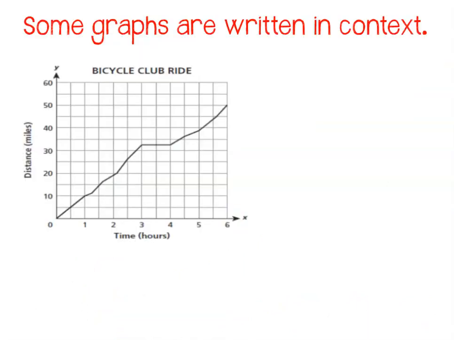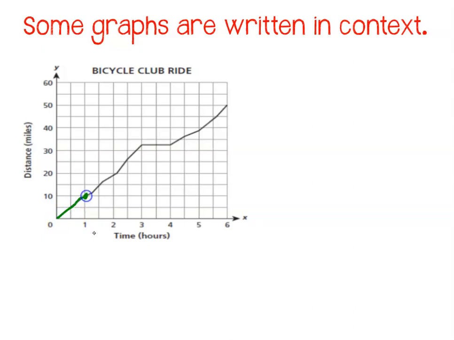Another type of graph you might be shown is one that's written in context. That means there's a story behind what you're looking at, like this one here. A bicycle club is riding. They ride for a certain amount of hours, 1, 2, 3, 4, 5, 6, and they travel a certain amount of distance. So during the first hour of their bike ride, they were riding at a constant rate of change, and that's different than this type of constant. Okay? So in this first hour, they rode about 10 miles.